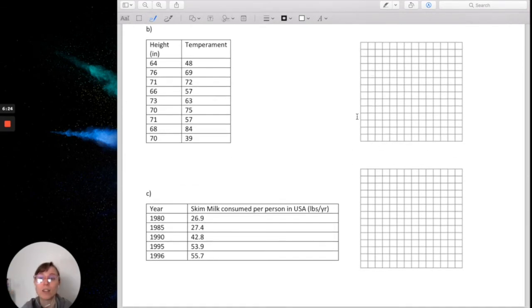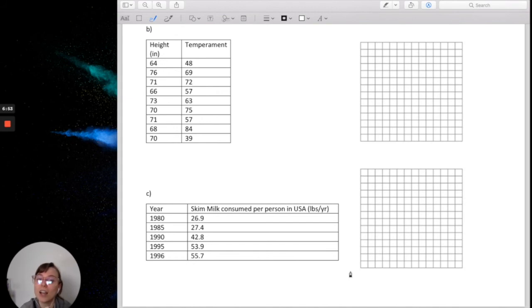I have no idea what scale they got this data from. I think I got it from Stat Trek or Stat Crunch. I don't know, one of those is a great place to Google, and they just have data sets out the wazoo, like anything about cereal and superheroes and baseball. They just have data from everywhere, and it's awesome. So I got that data from there. I have no idea what scale they got the temperament data from, but height is in inches, and then year and skim milk consumed per person in pounds per year.